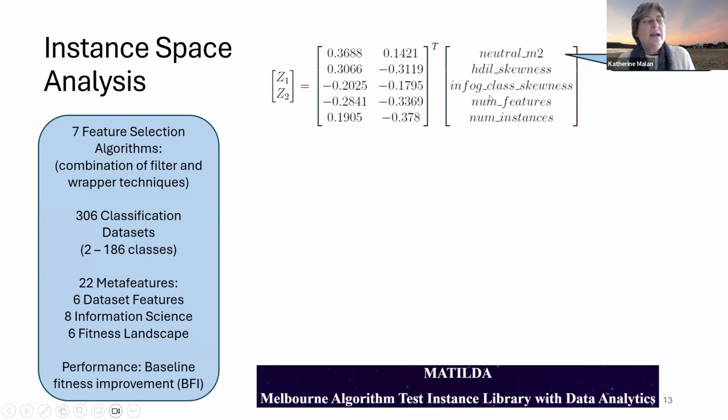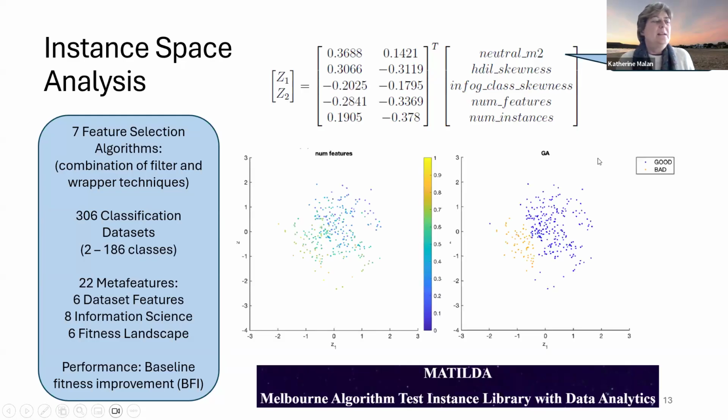The information gain, in terms of the skewness of the information gain with respect to the class, that was another one. The number of features and the number of instances. So those are also meta features. And then what's great is you can do things like this.